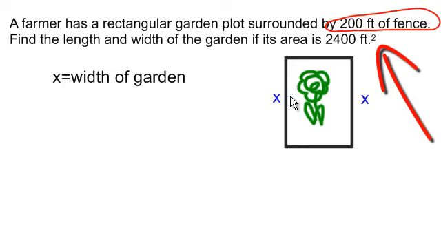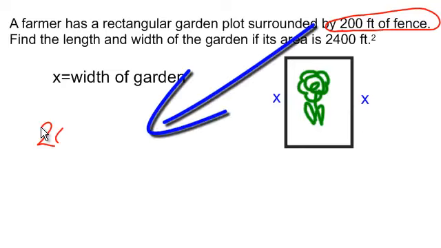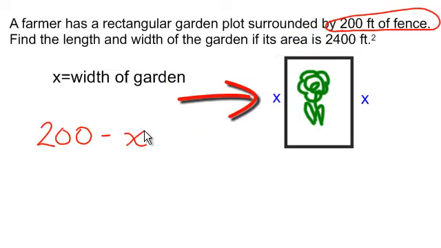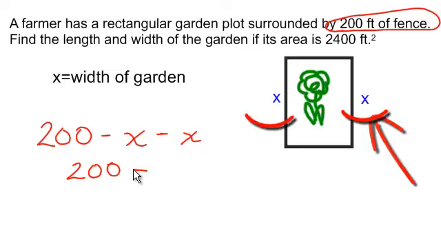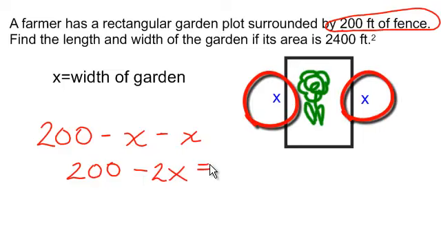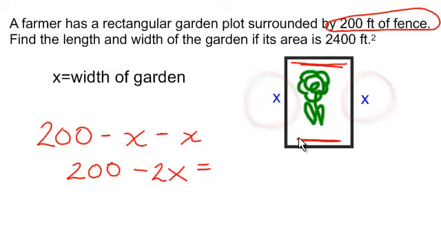Well, let's think about it. I used x on this side. I have also used x feet on the right side. So 200 feet is what I had, but if I subtract off the x for the left side minus the x for the right side, well, that will be 200 minus 2x. Okay, so that's how much fencing I have left over for these two sides.